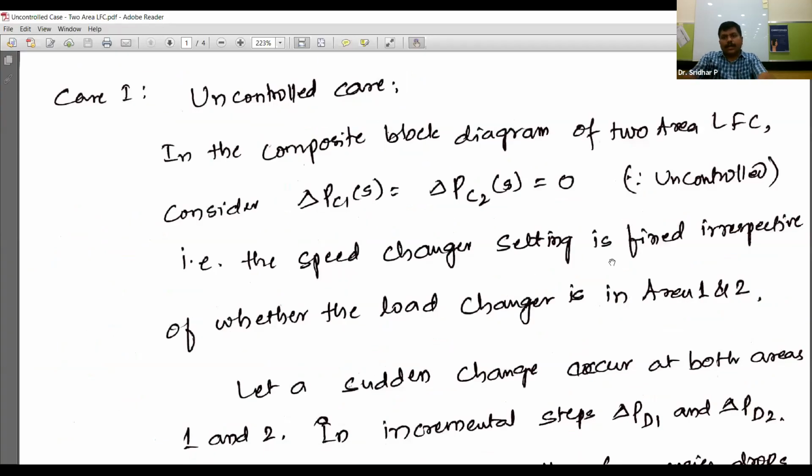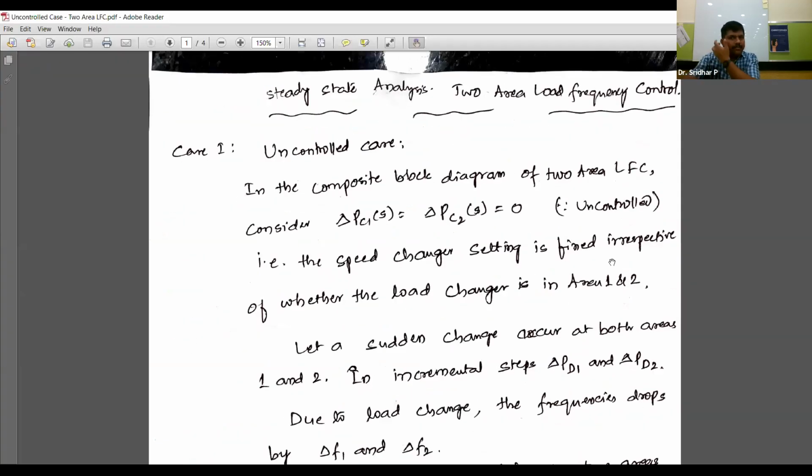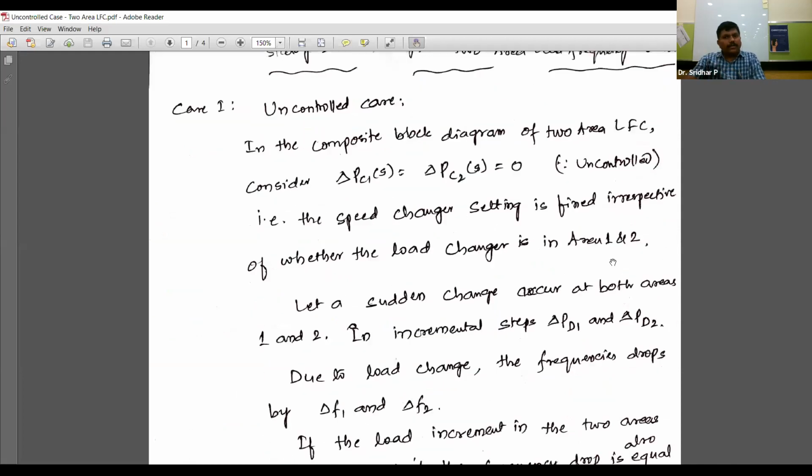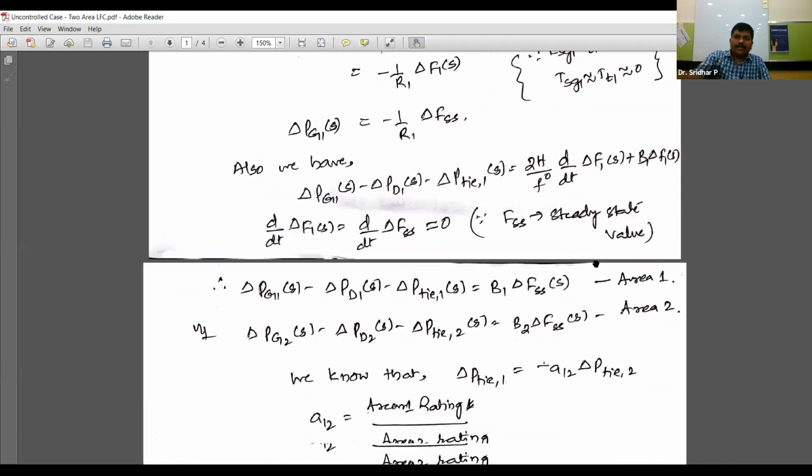So I think this handwritten material is visible to you all. Am I correct? So all these things we have discussed.